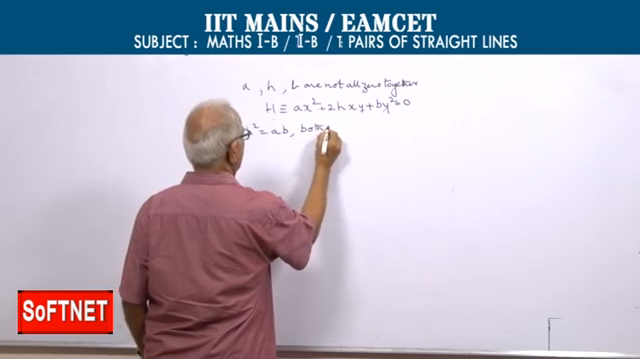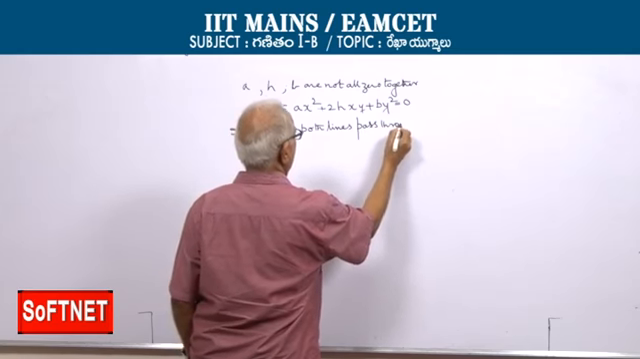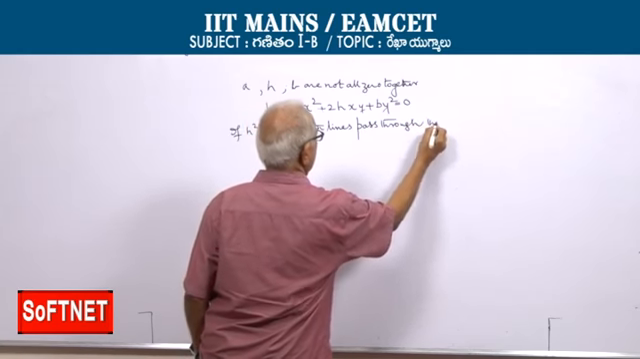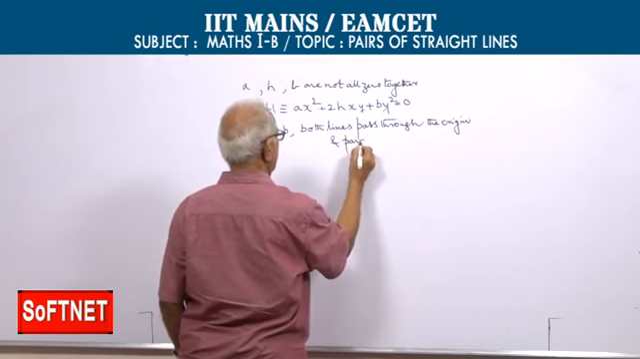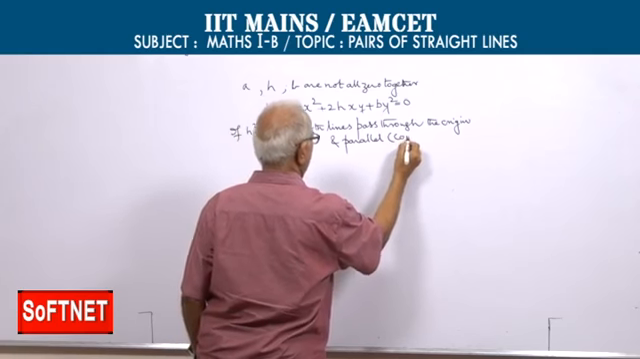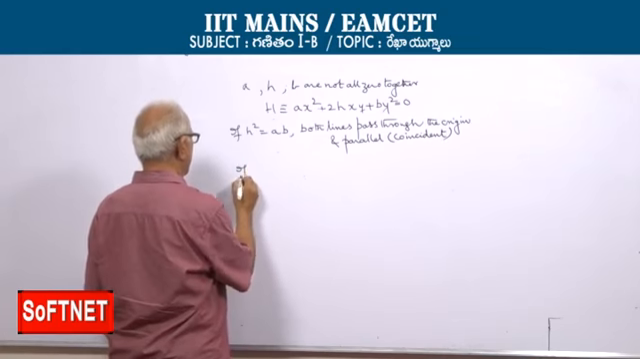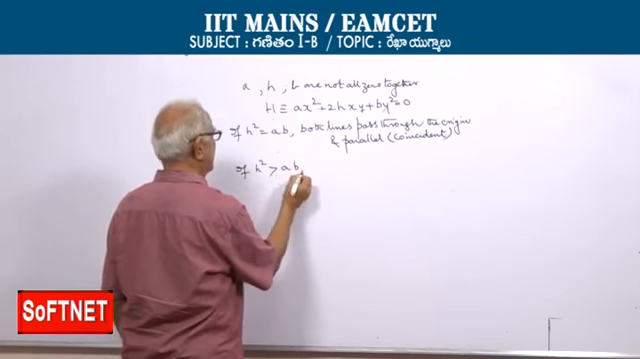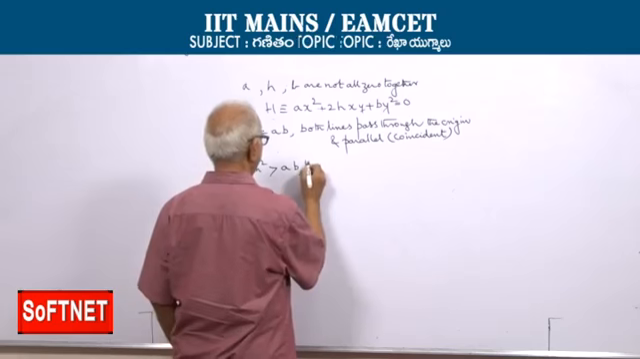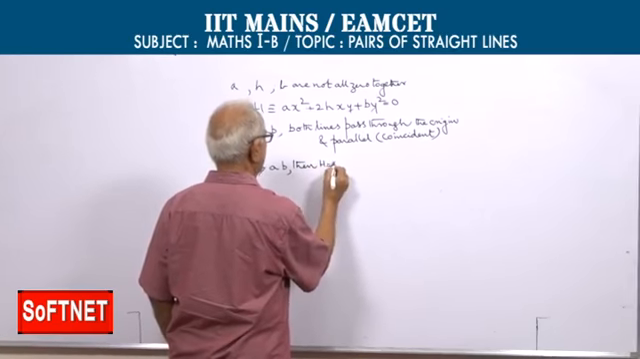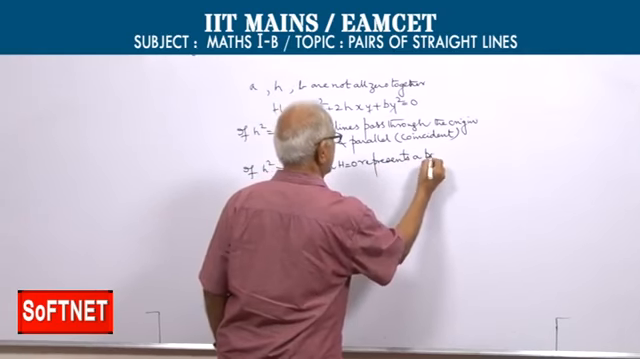both lines pass through the origin and parallel. That is coincident. If h square greater than AB, then also the equation represents a pair of distinct lines.